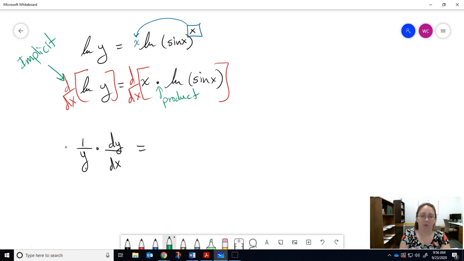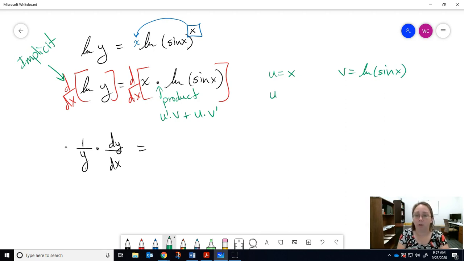All right, let's write down the product rule. So we have u prime v plus u v prime. I think I should write this on the side. U is x, then v is ln of sine of x. So I'm writing it on the side because v looks like it could be a little bit interesting. The derivative of u is what? 1. I want you to try the derivative of v and then come back. See if you can work that part out.